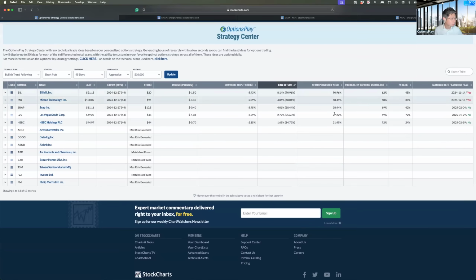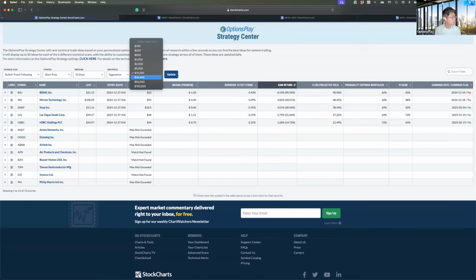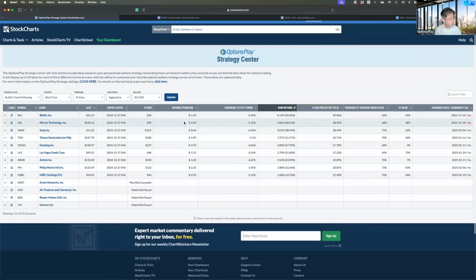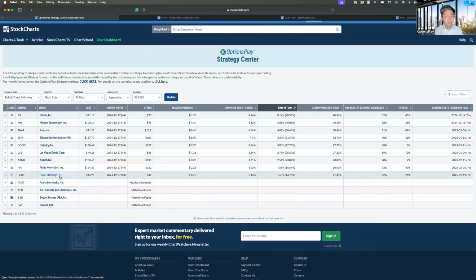Micron gives you a 48% annualized yield. So for those of you that like to sell puts, you can know which stocks generate the most yield. And obviously selling puts carries higher risk because you're equivalent to buying 100 shares of that stock, but you can quickly identify which stocks give you the highest yield if you like selling puts.